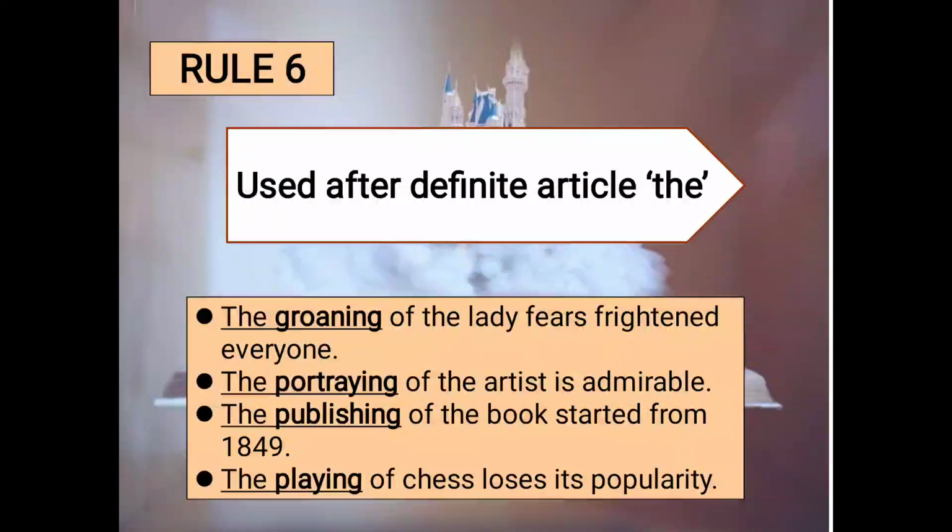Rule number 6, used after the definite article the. The groaning of the lady fears frightened everyone. The portraying of the artist is admirable. The publishing of the book started from 1849. The playing of chess loses its popularity.